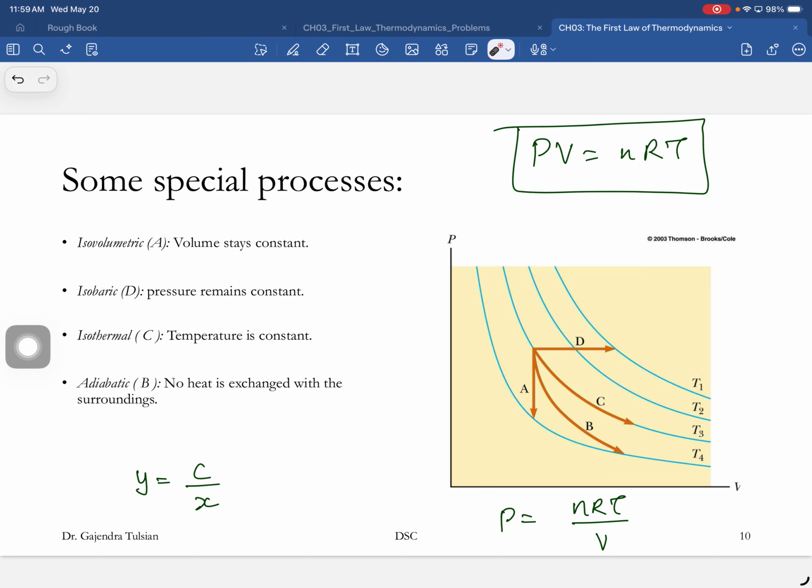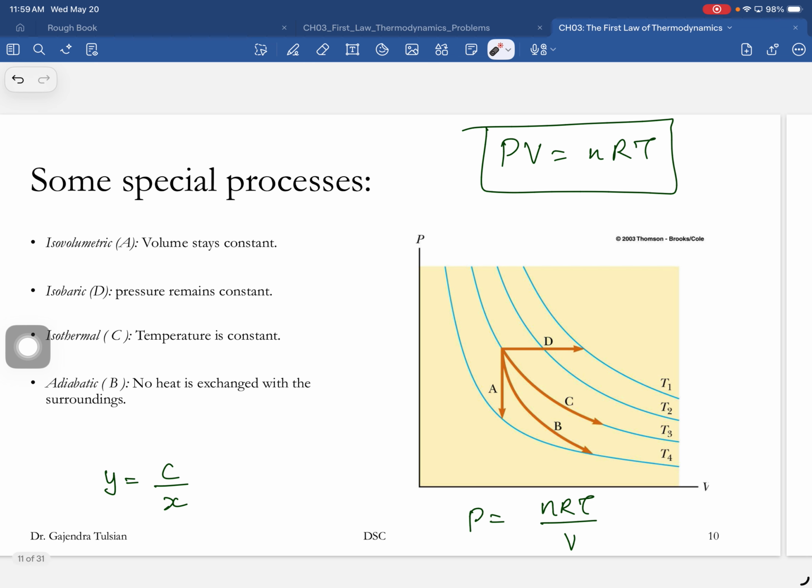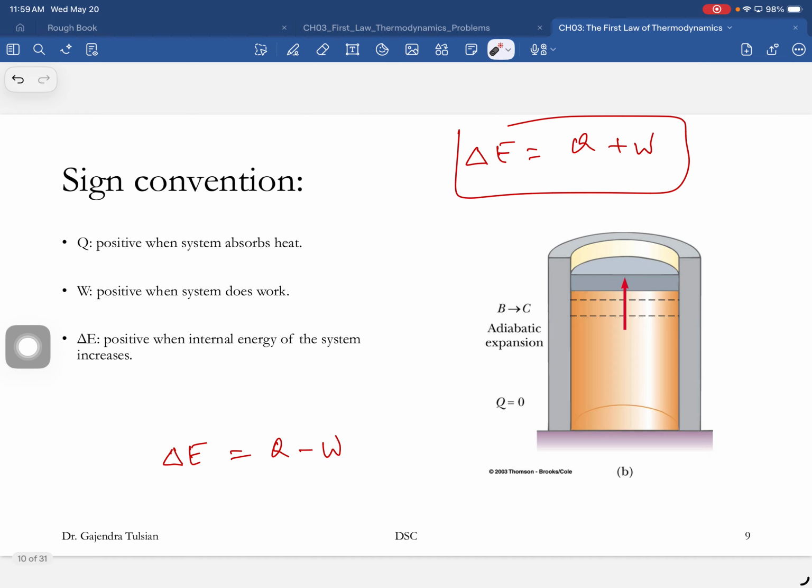Okay, so this is the molar specific heat at constant volume. This is the molar specific heat at constant pressure. We've already derived this expression before.